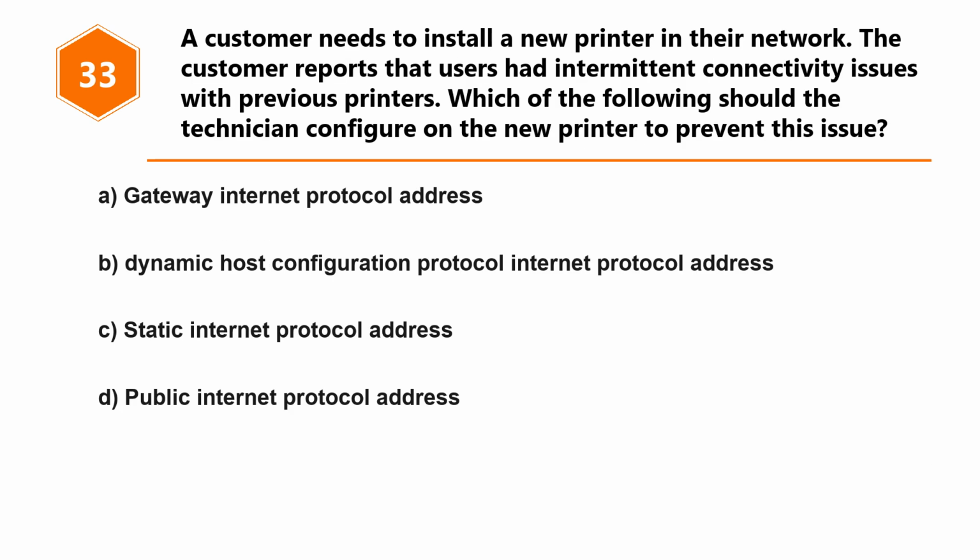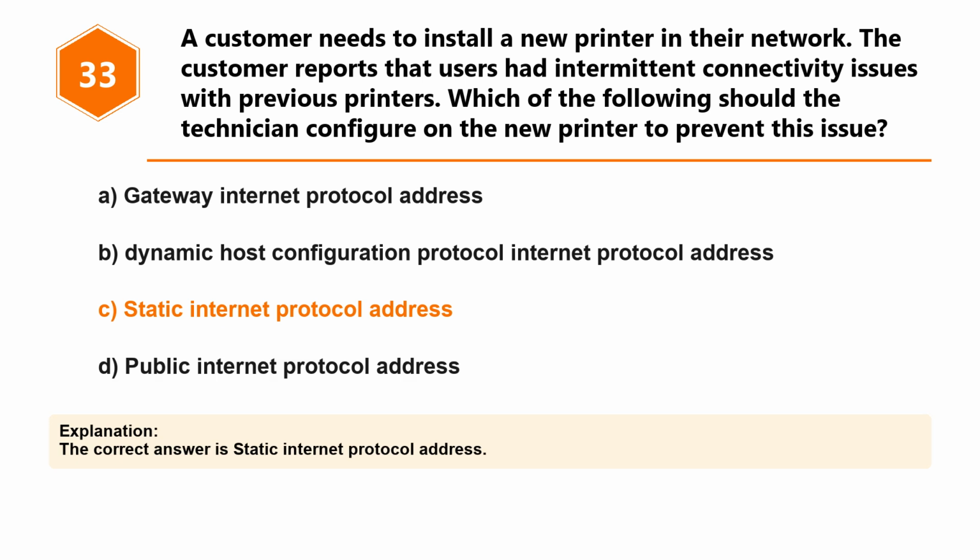Question 33. A customer needs to install a new printer in their network. The customer reports that users had intermittent connectivity issues with previous printers. Which of the following should the technician configure on the new printer to prevent this issue? Option A, Gateway Internet Protocol address. Option B, Dynamic Host Configuration Protocol Internet Protocol address. Option C, Static Internet Protocol address. Option D, Public Internet Protocol address. The correct answer is option C, Static Internet Protocol address.